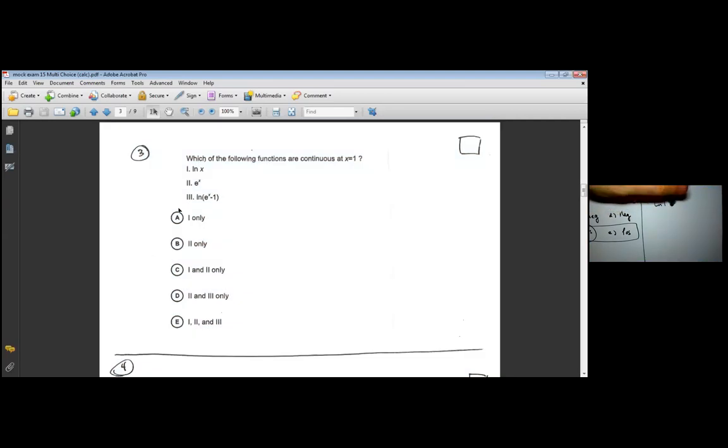If we look at the other ones, natural log of 1 is 0. That's going to check out. And e to the 0 is going to be equal to 1 if we graph e to the power of x. Let's take a look here. Let's see if Desmos does it for us.